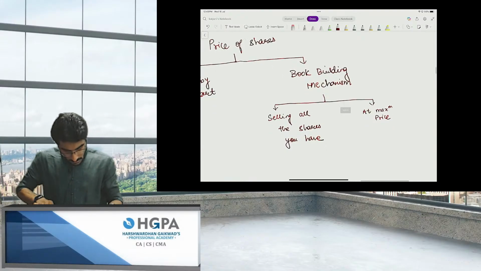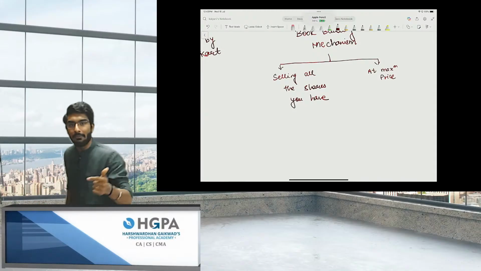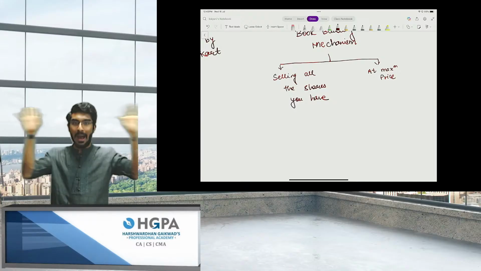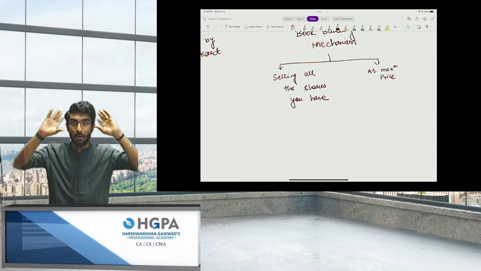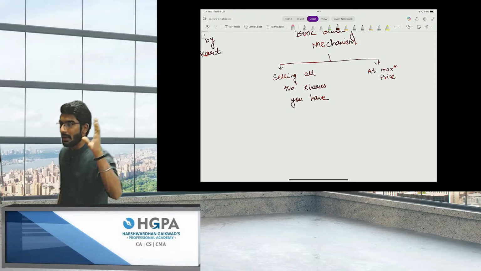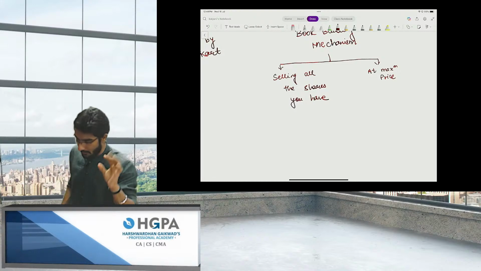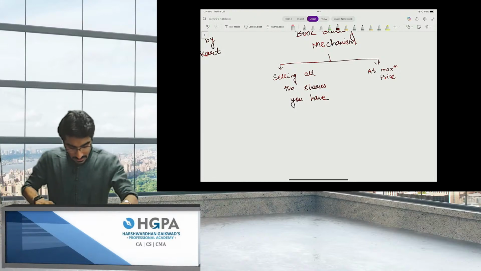Now, people, I am going to teach you something very important. After learning this topic, you will go mad, you will run here and there. This is one of the best methods I have ever learned in SEBI regulations of discovering a price. Now, let's understand it, people.